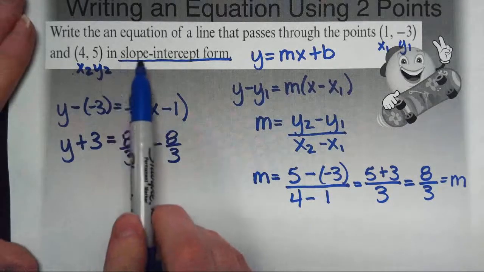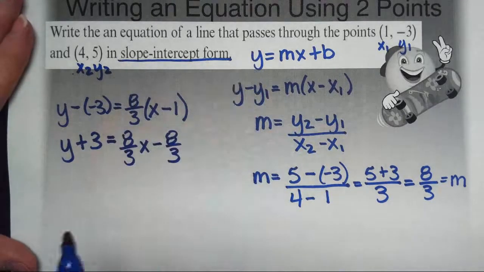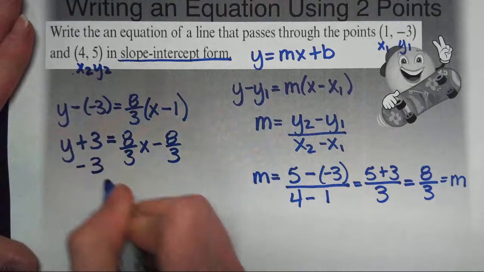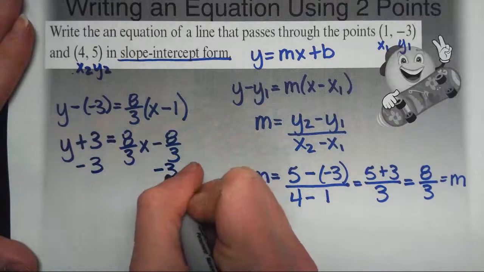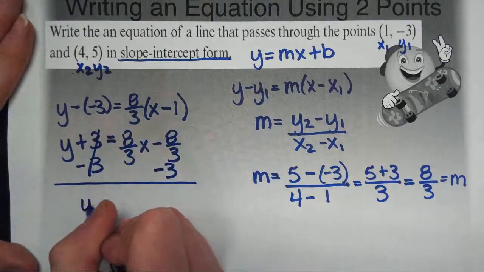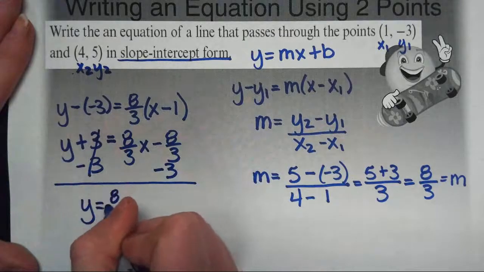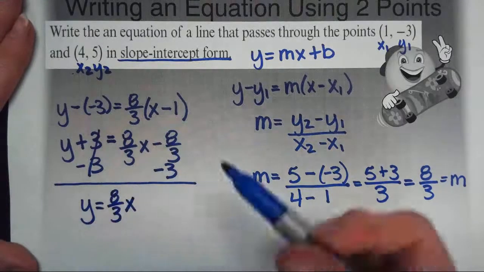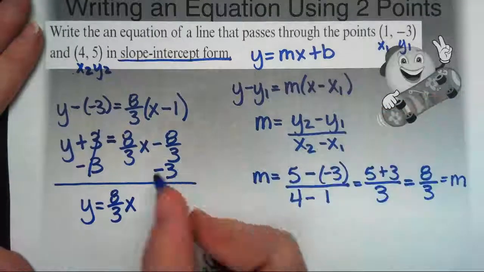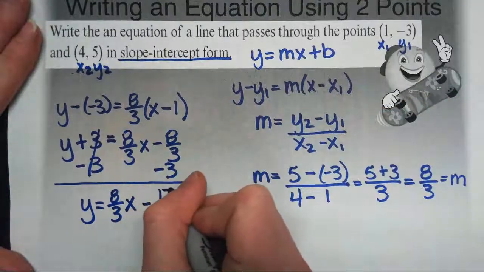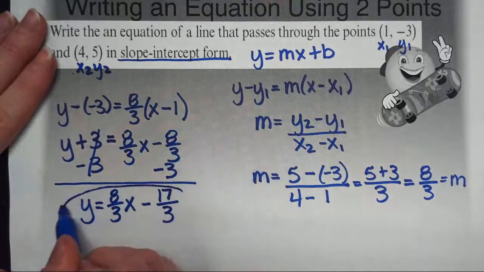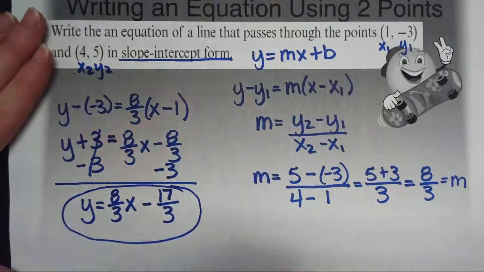Now, in order to get this into slope-intercept form, all I have to do is get y by itself. So since I'm adding 3 here, I'm going to subtract 3 from both sides. Those are going to cancel, and I've got y equals 8/3 x. This is negative 8/3 minus 9/3, so that would give me a negative 17 over 3. And here is my equation in slope-intercept form.